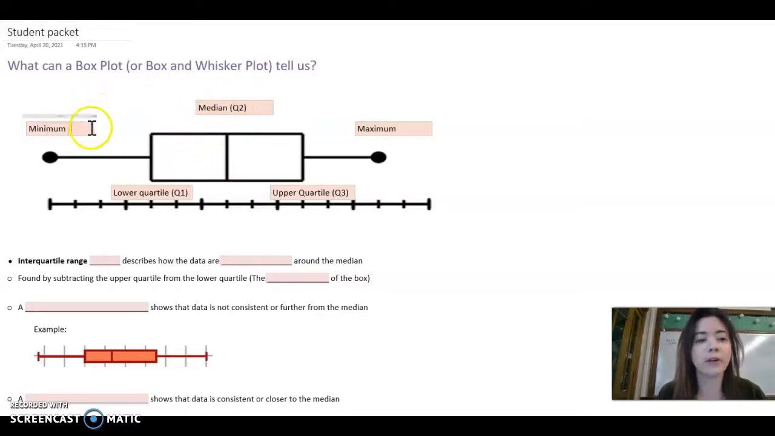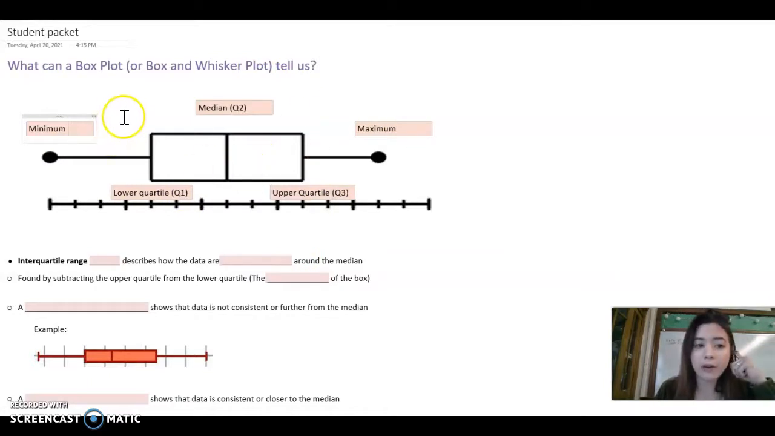As a reminder, in case you've been gone, our box and whisker plot looks like this, where we have a box and then two lovely lines that stick out, which are the whiskers, which is why it's a box and whisker plot. The box and whisker plot gives us 5 pieces of information right off the bat, and there's actually a couple more pieces that we can find from it.